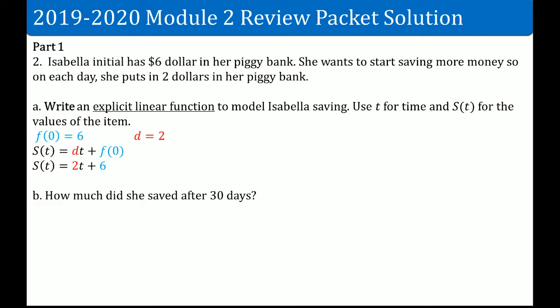How much did she save after 30 days? After 30 days, that means let t equal 30. Plug in 30 for t. 2 times 30 plus 6 is just 66. So she saved $66 on her 30th day.